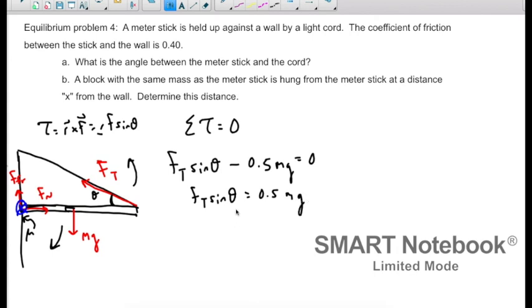Well, that is not enough information for me. I'm trying to solve for the angle, and right now I guess I kind of have two unknowns. I have the force of tension and I have sine of theta. So what I would like to do is try to get another equation to help me. And of course, to do that, we need to go into translational considerations.